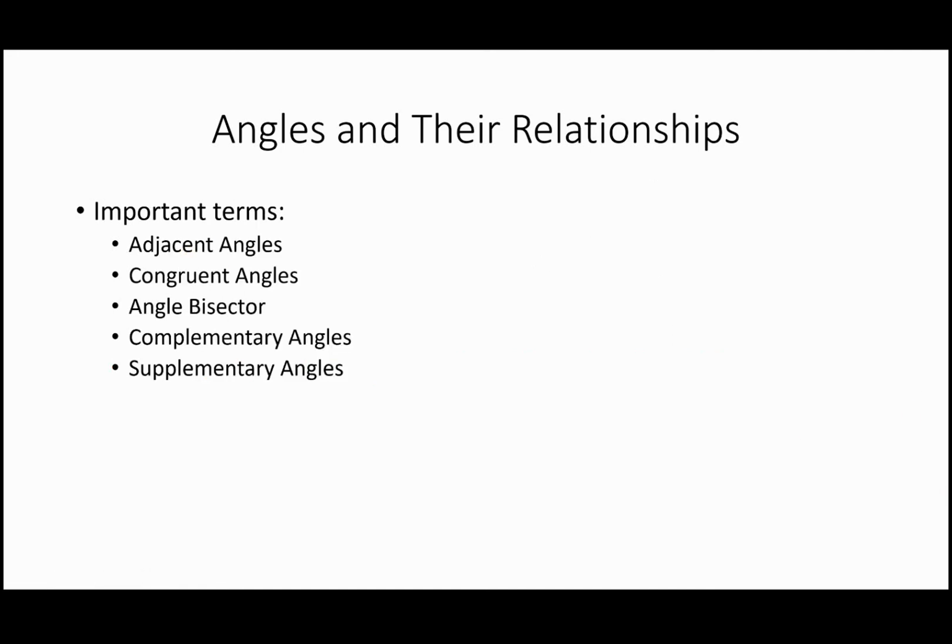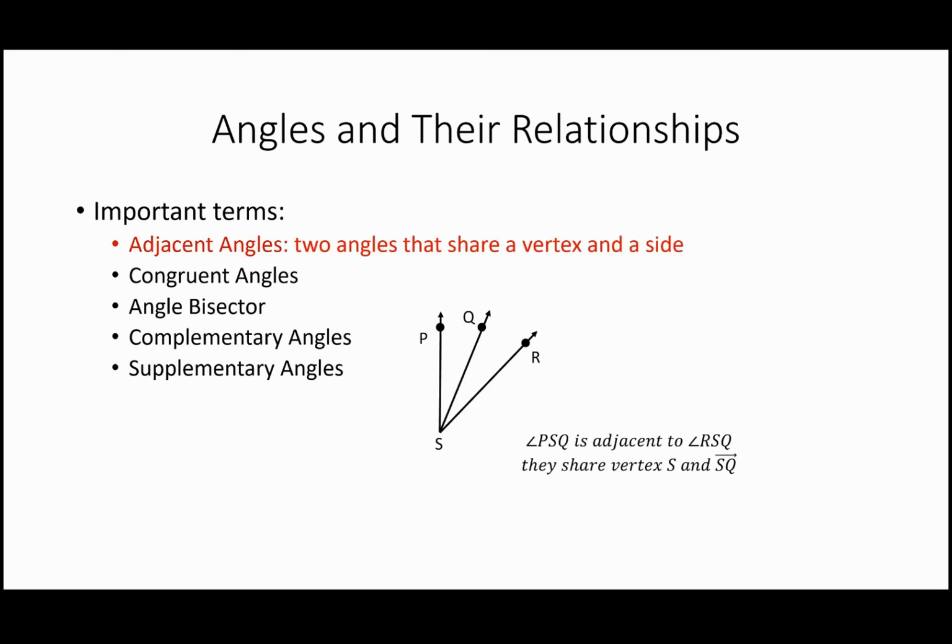Okay, moving on. Here's some more important terms that we need to define. What does it mean for angles to be adjacent? Well, what do you already know about the word adjacent in your English language education? You know that adjacent things are next to each other, and that's definitely true about this term adjacent angles. These are two angles specifically in this context that share a vertex and a side.